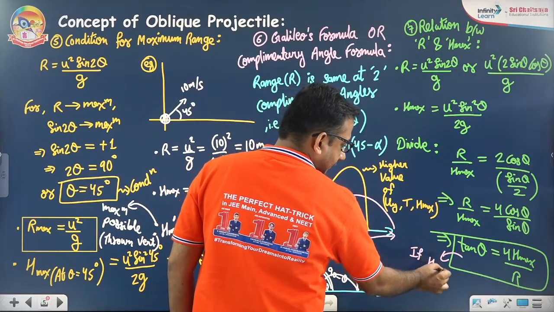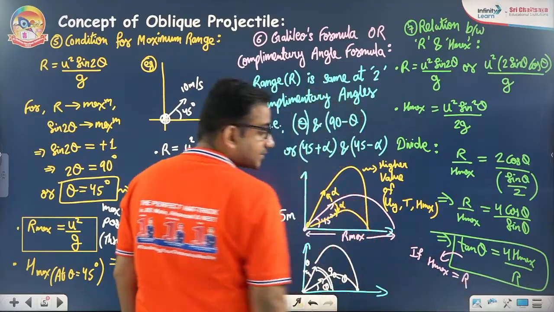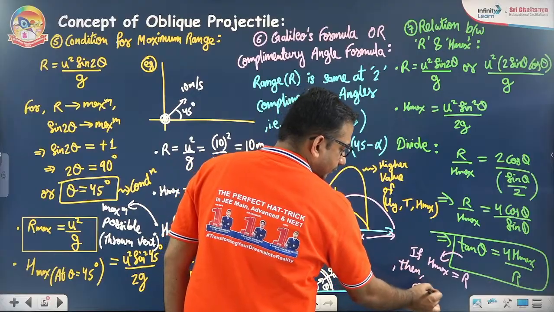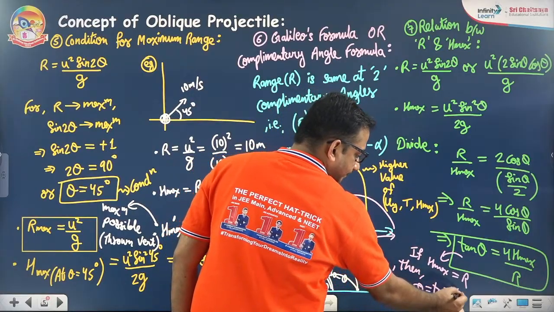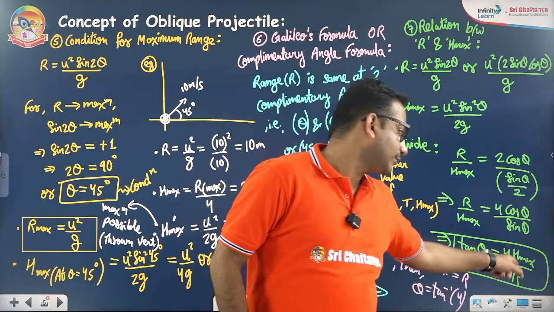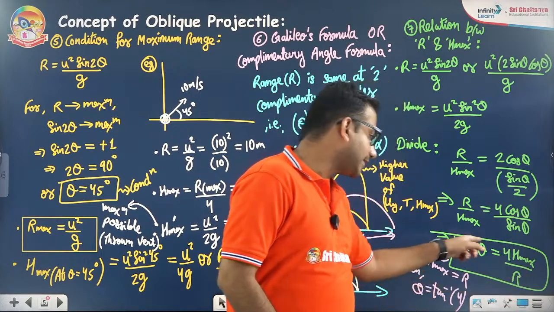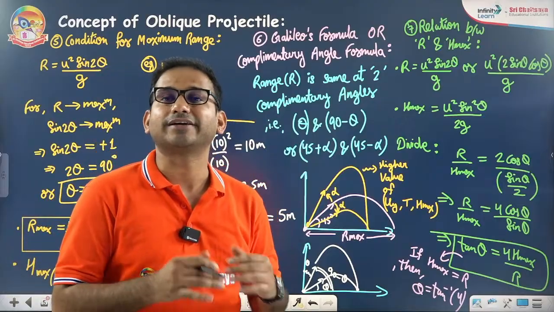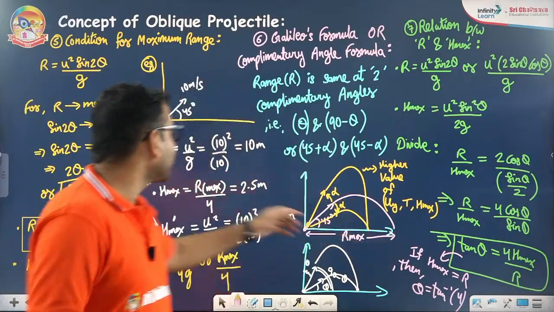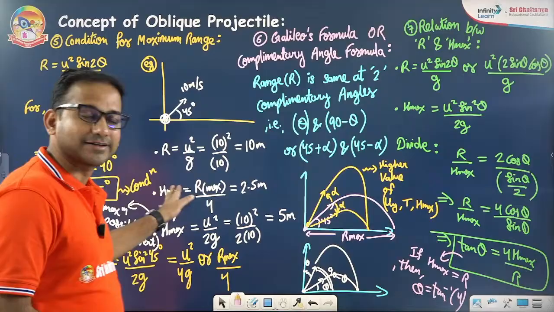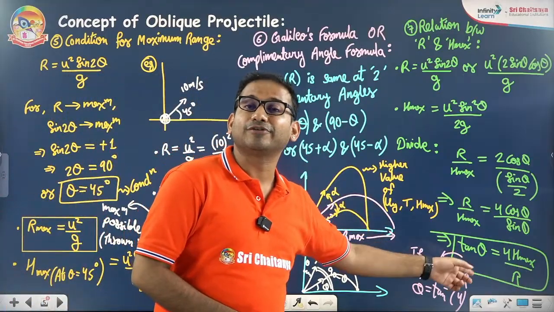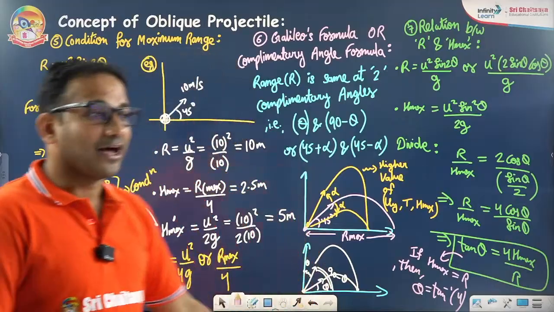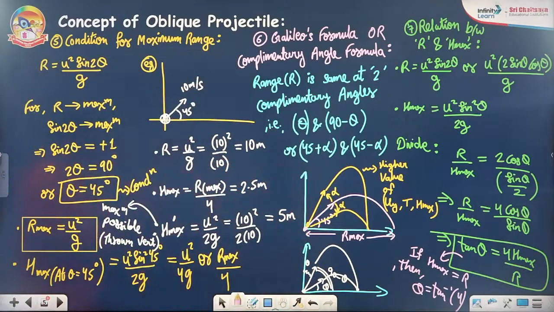If Hmax is equal to R, if your maximum height is equal to range, these will be cancelled. Tan theta will be equal to 4, or you can say the angle of projection theta will be equal to tan inverse 4. So that is another condition. The earlier one was the condition for range to be maximum. This is the condition for which the range and maximum height will be equal. I hope everything is clear to you.